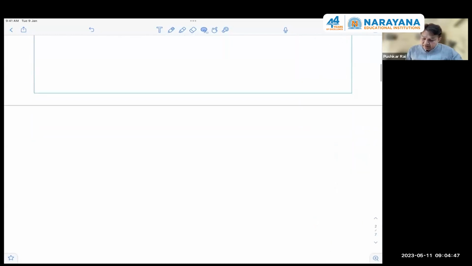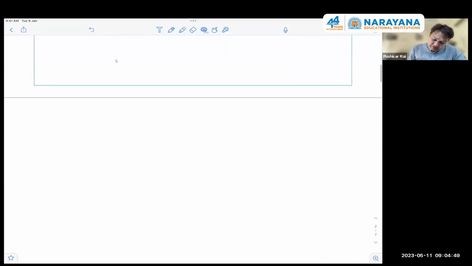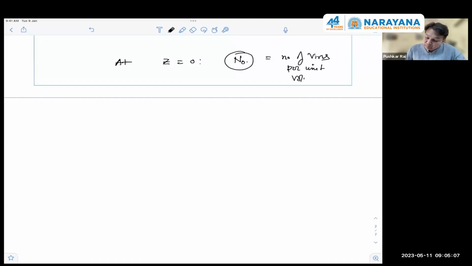What we need? We need simply at ground, at z equal to 0, we find N naught. What is N naught? Number of virus per unit volume. We just have to find this, and our problem will be done. So how to get this?